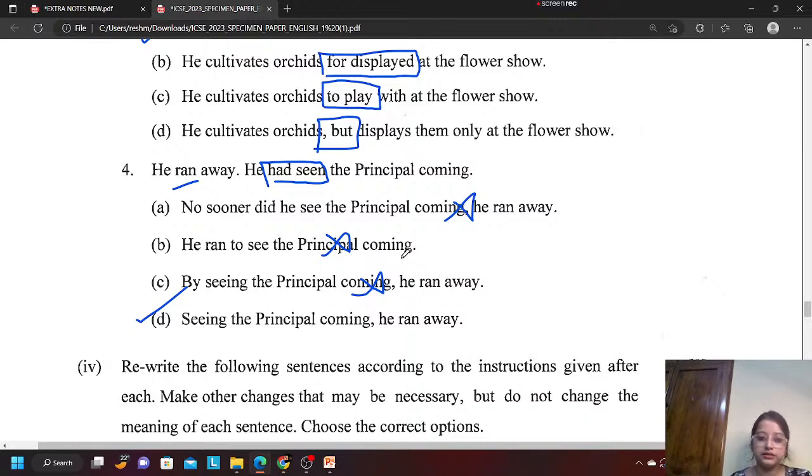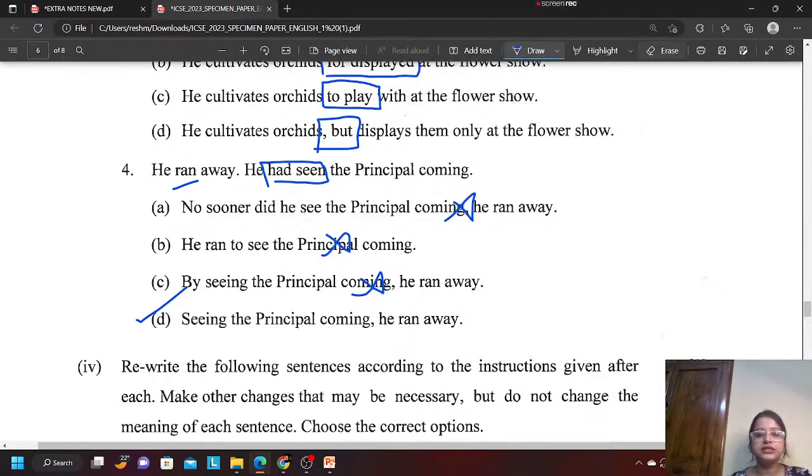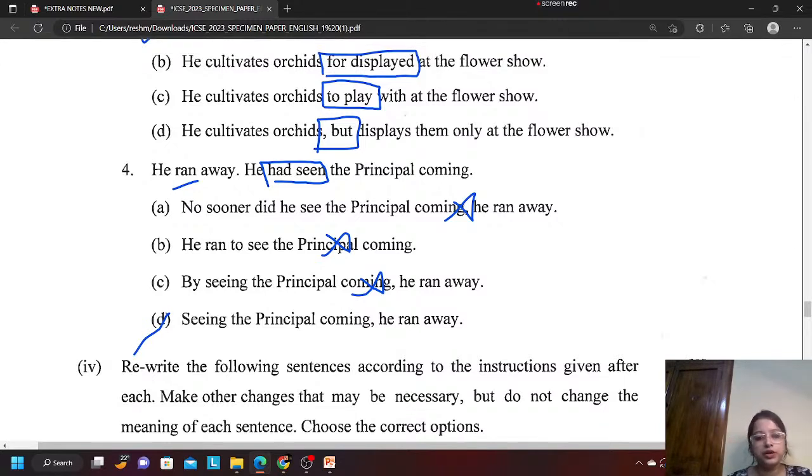C is correct. C. No, not C. D, no. Number 4, D is correct. Seeing the principal coming. Oh, sorry, I have my mark in between. No, that is confusing maybe. Number D is correct. Number D. Okay. Seeing the principal coming, because by word is not required.